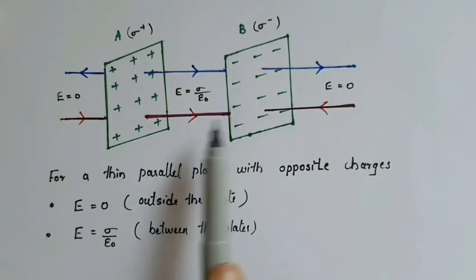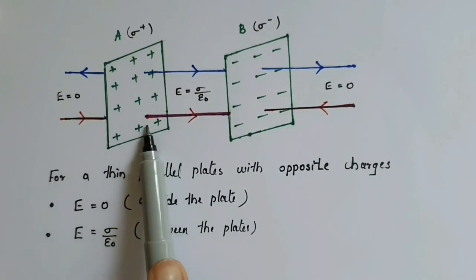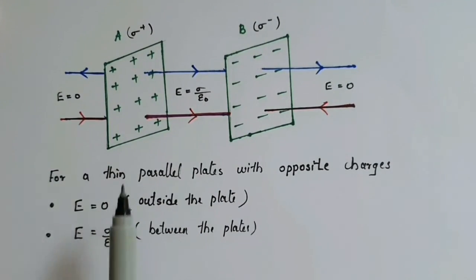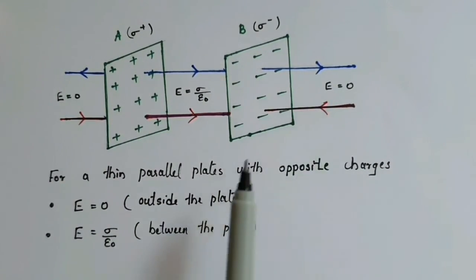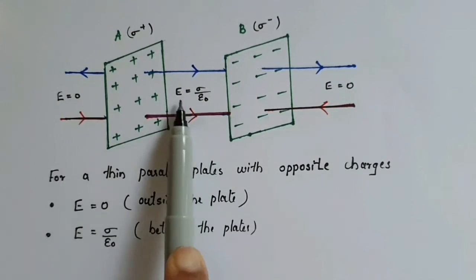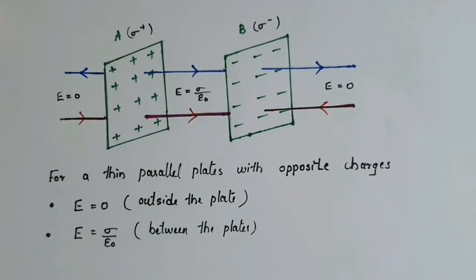Therefore, for thin parallel plates with opposite charges, electric field is equal to 0 outside the plates, and between the plates E is equal to sigma by epsilon 0.